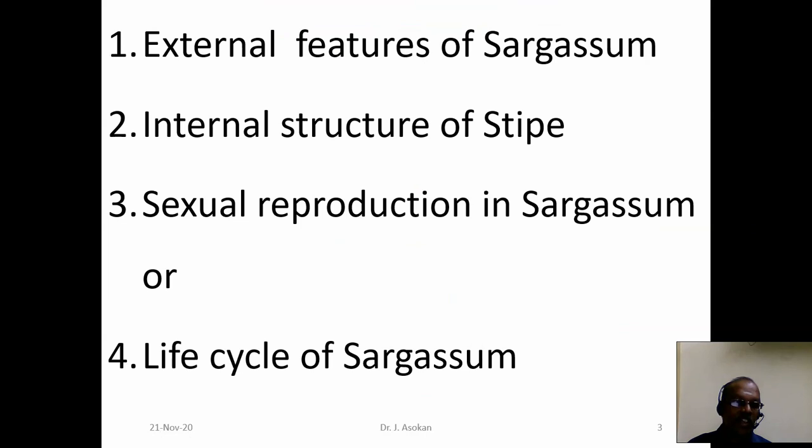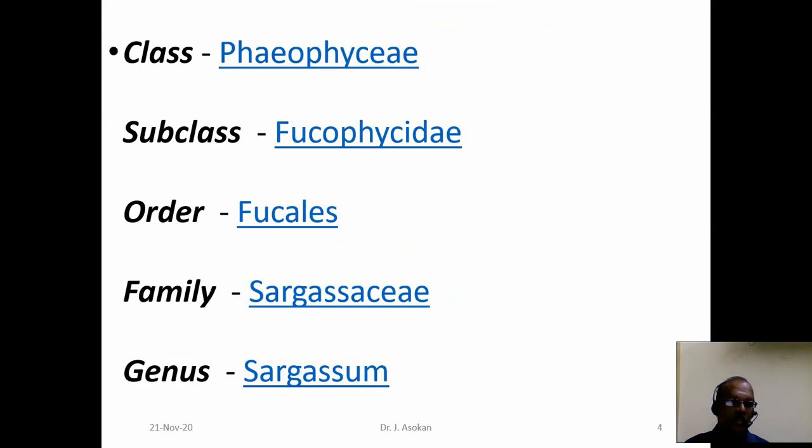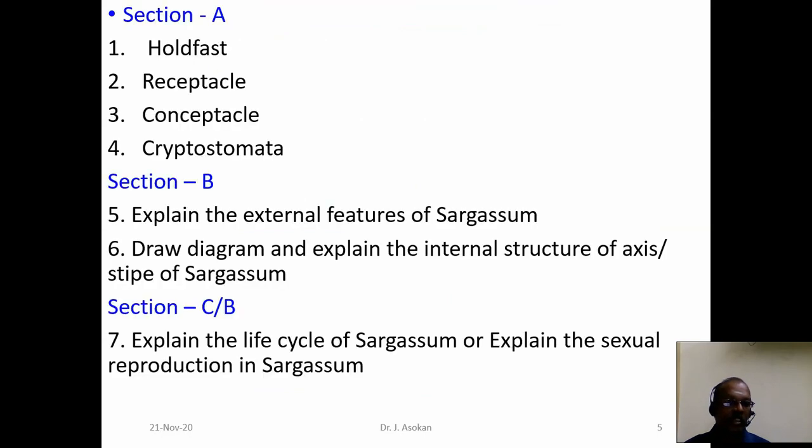Now we have already studied the topics we are going to cover about Sargassum in these three videos: sectional features, internal structure of stipe, sexual reproduction or life cycle of Sargassum. Sargassum comes under the class Phaeophyceae, subclass Phaeophycidae, order Fucales, family Sargassaceae and genus Sargassum. Now these are the expected questions in the topic: section A, section B, section C or B, and these we have already studied in the first video.